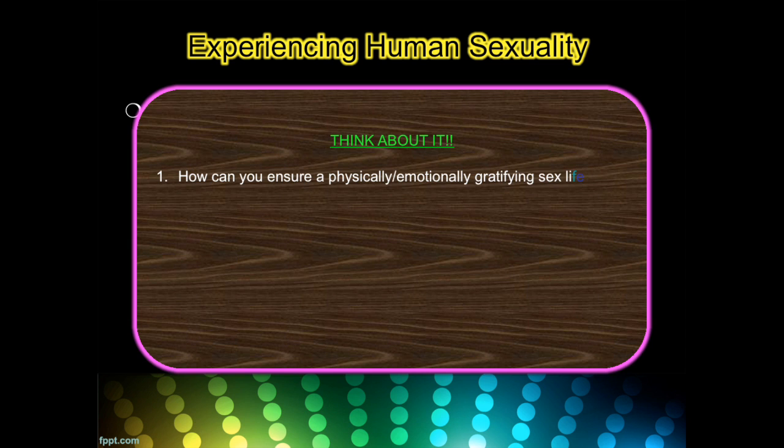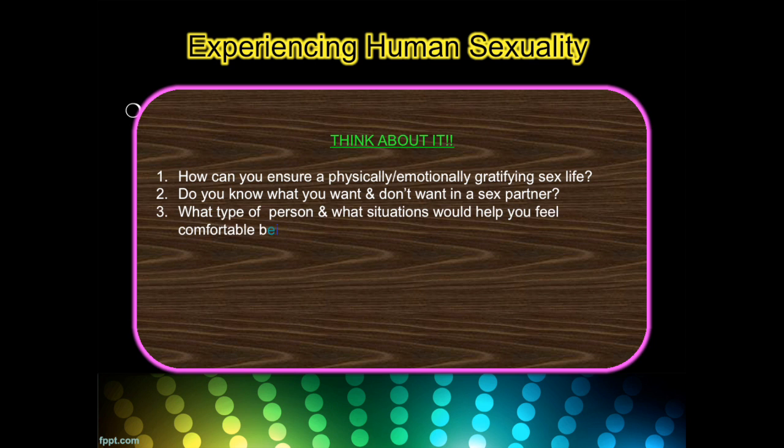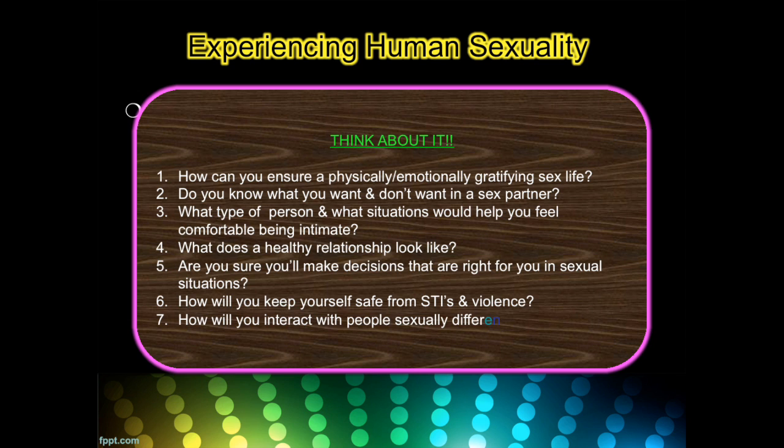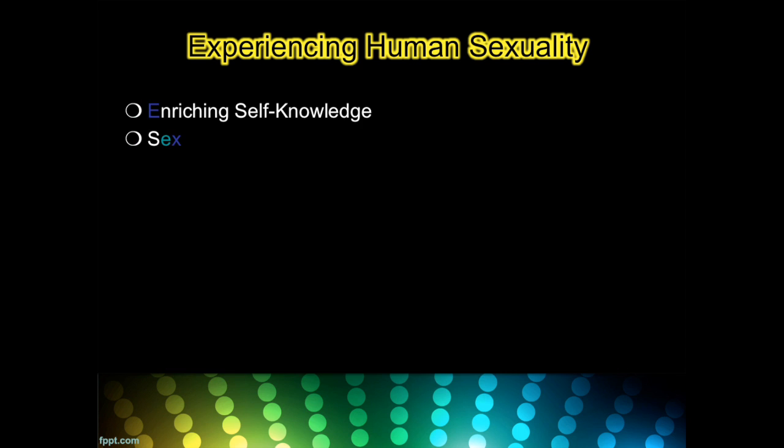So the first question is, how can you ensure a physically, emotionally gratifying sex life? The second question is, do you know what you want and don't want in a sexual partner? Third, what type of person and what situations would help you feel comfortable being intimate? What does a healthy relationship look like? Are you sure you'll make decisions that are right for you in sexual situations? How will you keep yourself safe from STIs and violence? And finally, how will you interact with people sexually different from you?